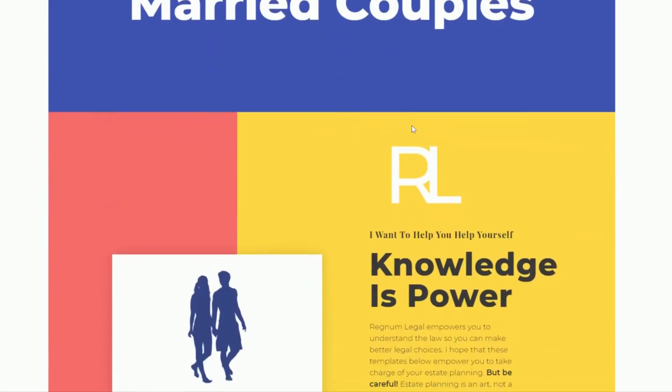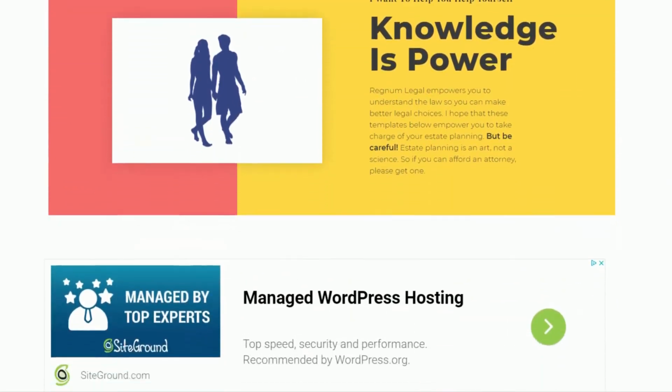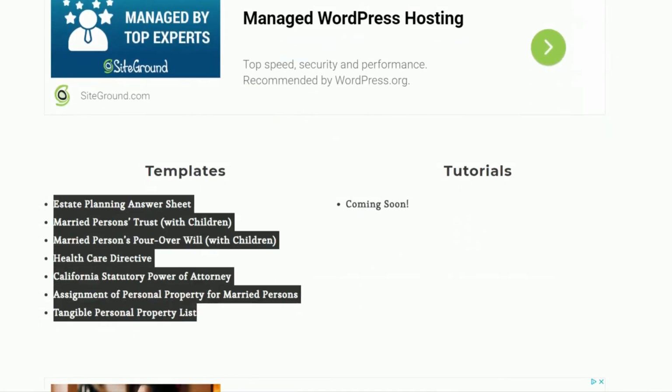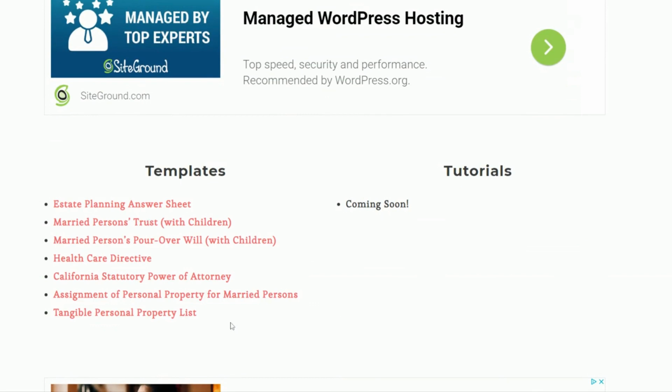Now you should know that Regnum Legal does not sell any of your private information to third parties. We do send out updates on estate planning documents. For example, you'll see we have these estate planning documents in the template form, but there are more templates that are coming. So as more templates get uploaded, you might get an email saying, hey, there's a new template. Also, there's going to be tutorials for all the templates. So as those tutorials get loaded up, you might get an email saying, hey, there's a new tutorial. That way you can keep up to date and you can have the latest information.